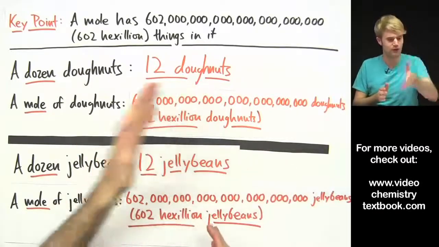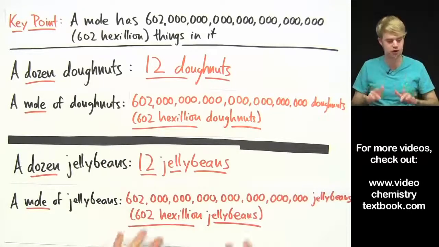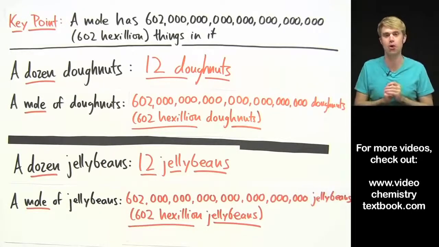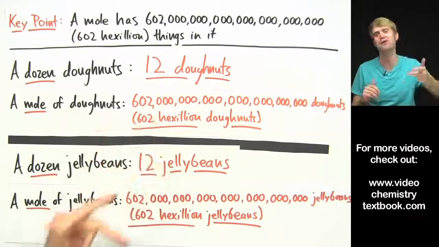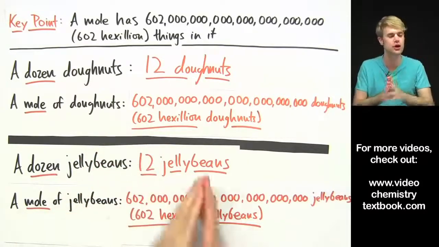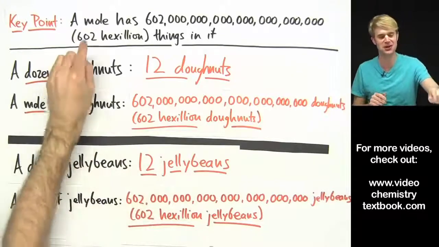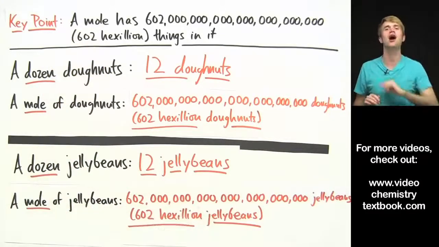So sometimes people get freaked out about moles, but just remember they're a lot like a dozen. 12 things in a dozen, 602 hexillion things in a mole. You can have a mole of donuts, a mole of jelly beans, a mole of cars, a mole of paper clips, a mole of bouncy balls. Just as long as it is 602 hexillion things, you got a mole.